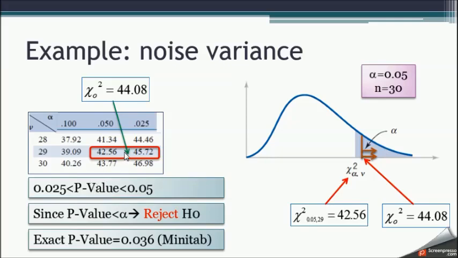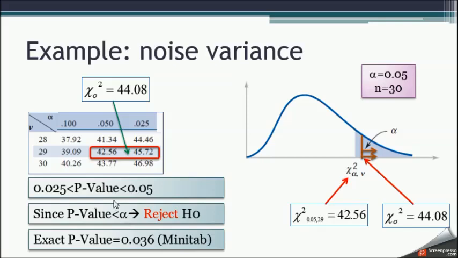So from the table we have the p-value is less than 0.05, which is the value here, and the p-value is larger than 2.5%, which is the value here. So we know that the p-value is less than 5%. Because the p-value is less than alpha, and alpha is 5%, we are going to reject the null hypothesis.